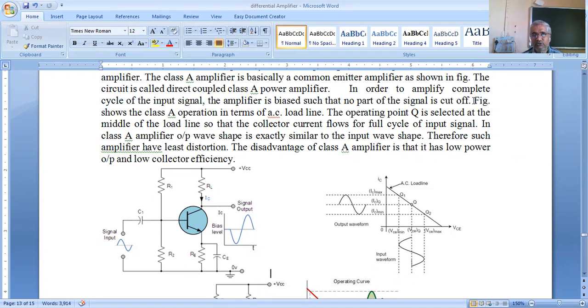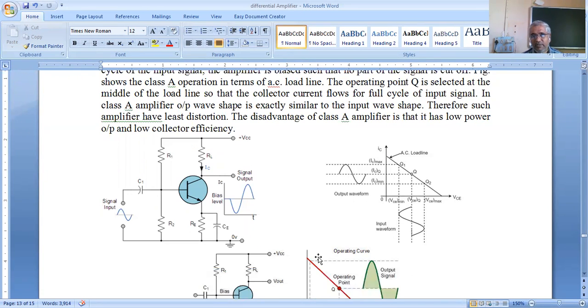So this shows the operation in terms of load line. So operating point is selected at the middle of the load line. आपण बघितलं की ऑपरेटिंग पॉइंट जो आहे तो आपण मिडल ऑफ द लोड लाईन सिलेक्ट केलेला आहे. And therefore the collector current flows for full cycle of the input signal.